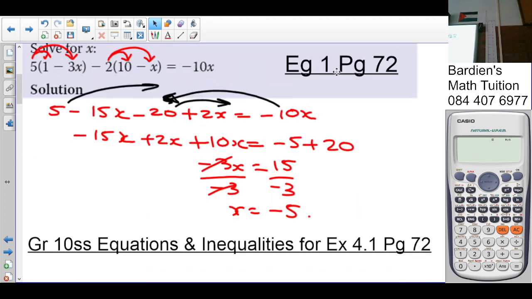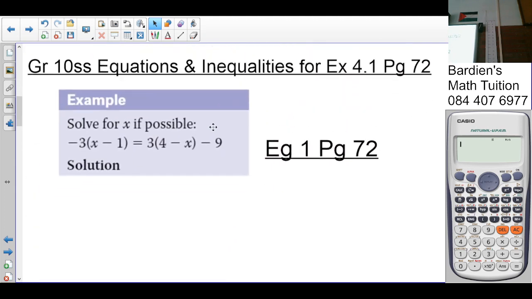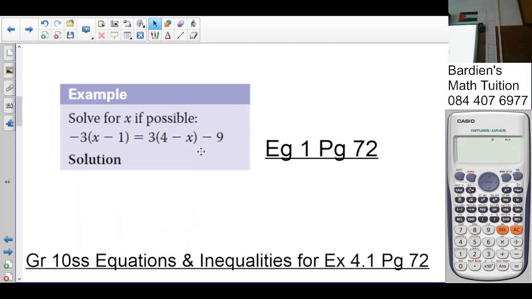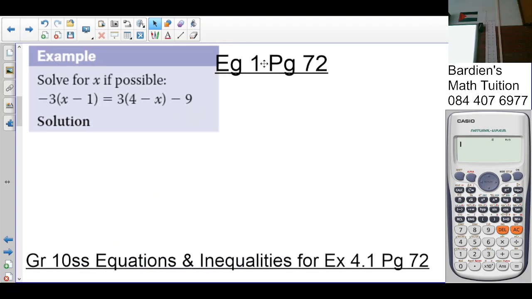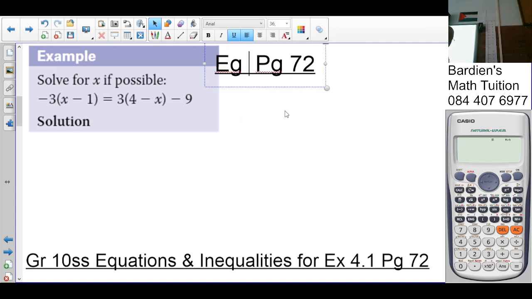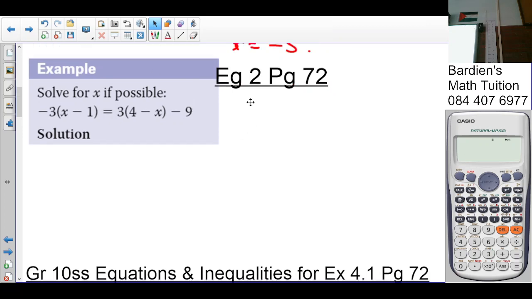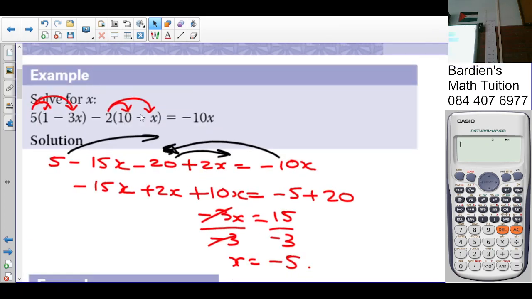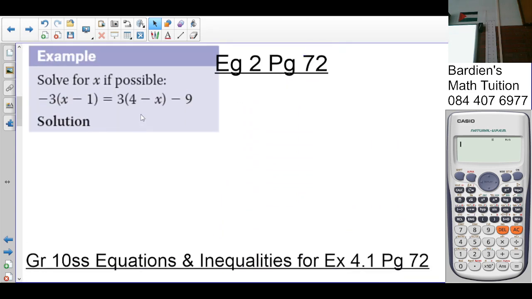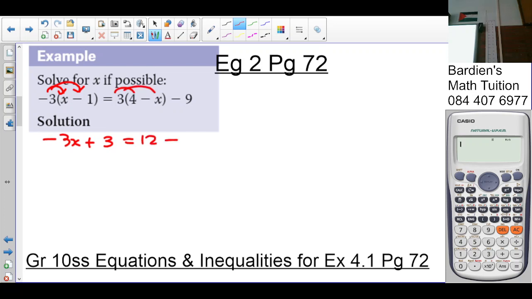Now we're going to example 2 on page 72. Example 2 on page 72, it says solve for x if possible. Here, they just told you to solve for x. So here it might be that your solution doesn't exist to us. Not so? So let's go with this here. What do we do first? Get rid of the brackets. There's negative 3x plus 3 equals 12 minus 3x minus.